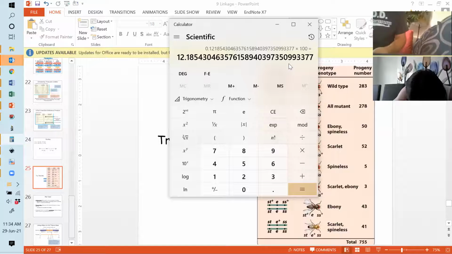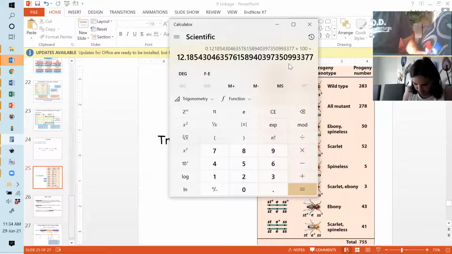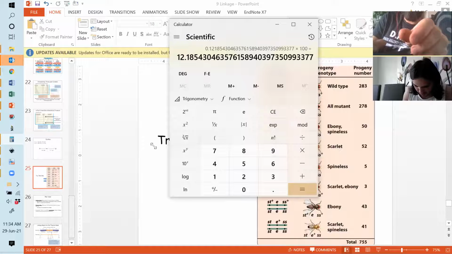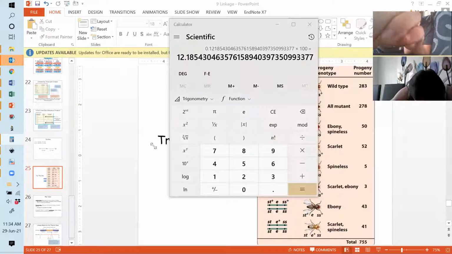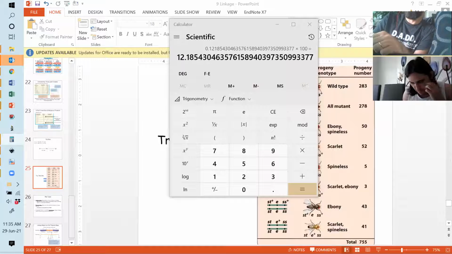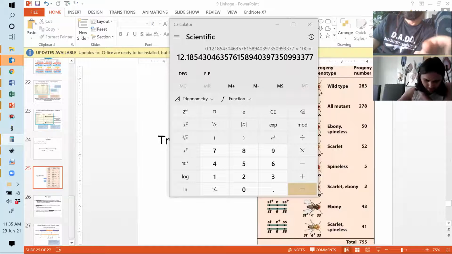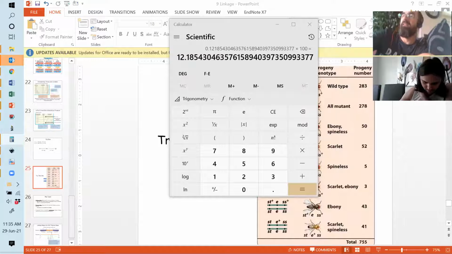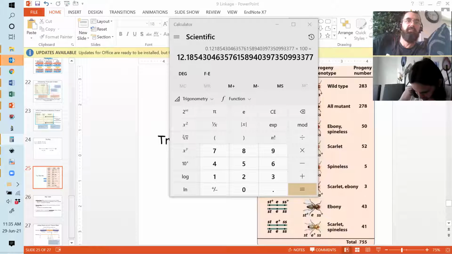Okay, got one more practice. Yes, that's correct. But if I'm being a pedant, Adam, it's centimorgan like that. If it's both lowercase, people think it's centimeters, and that's obviously not right.